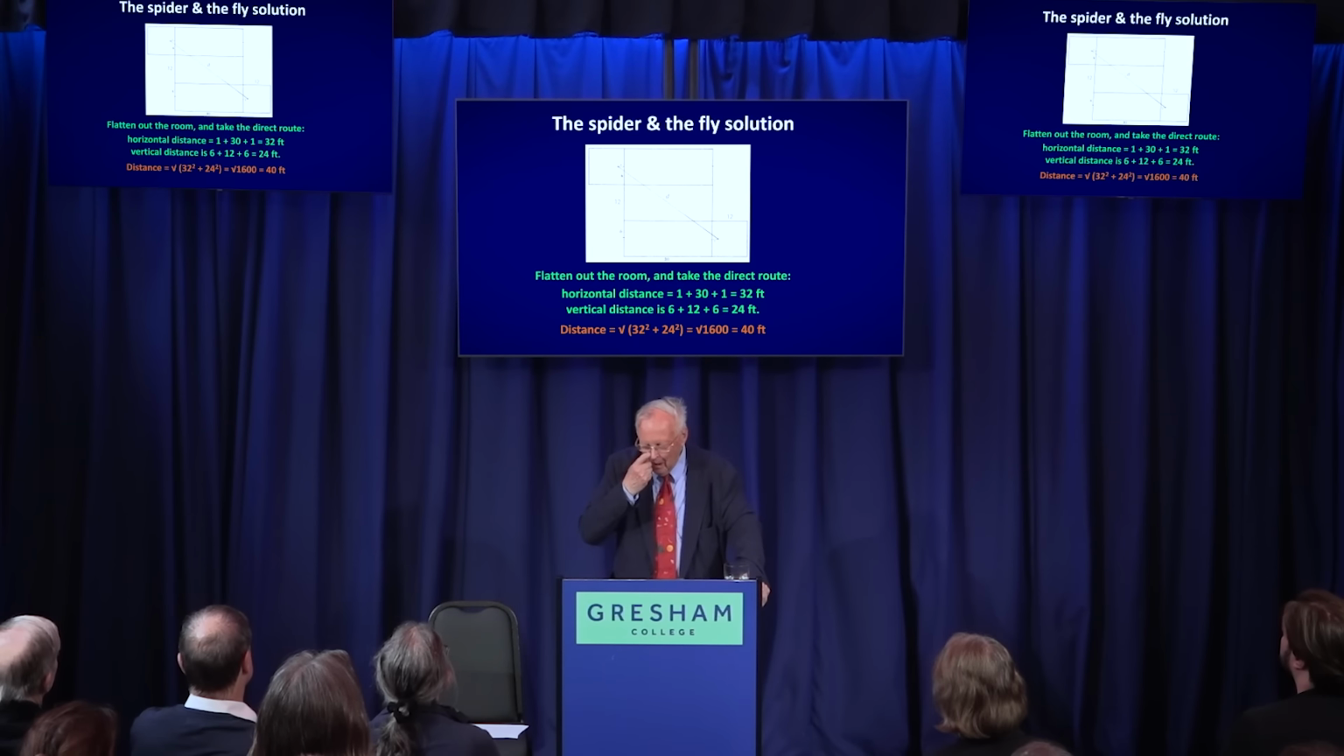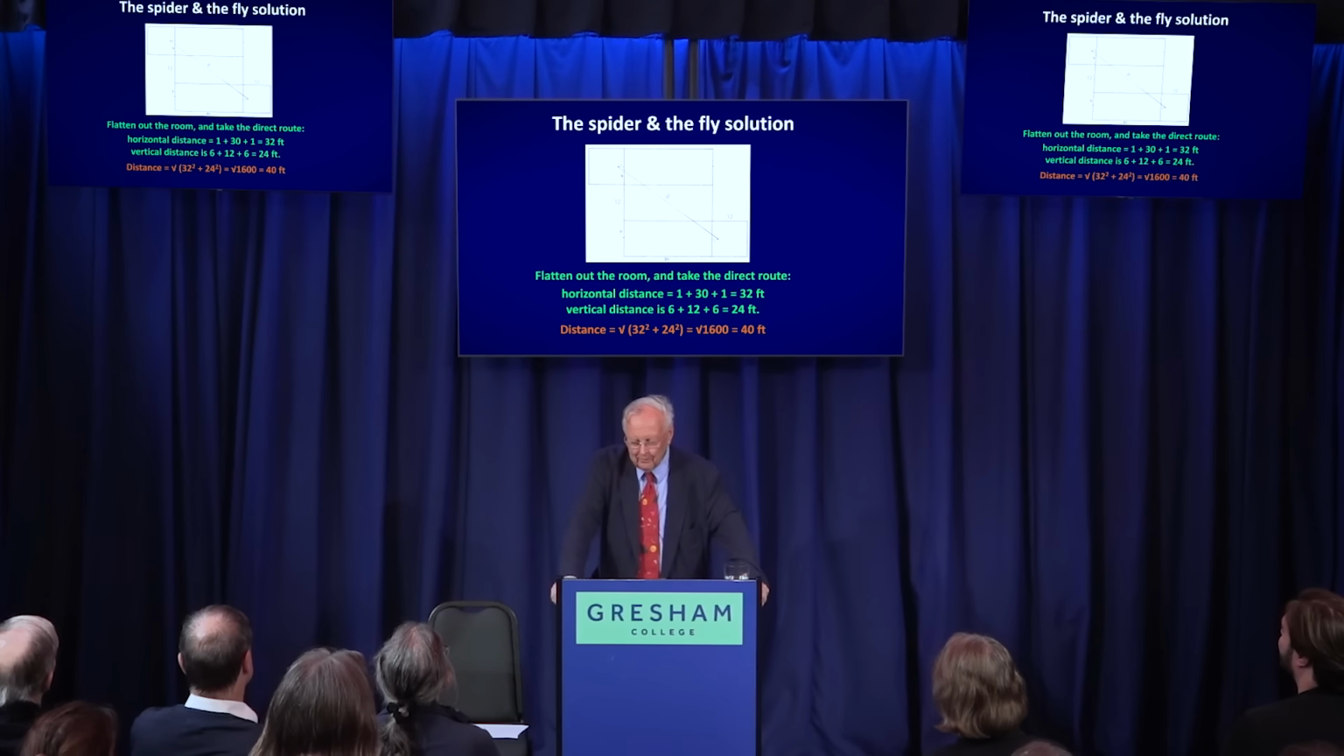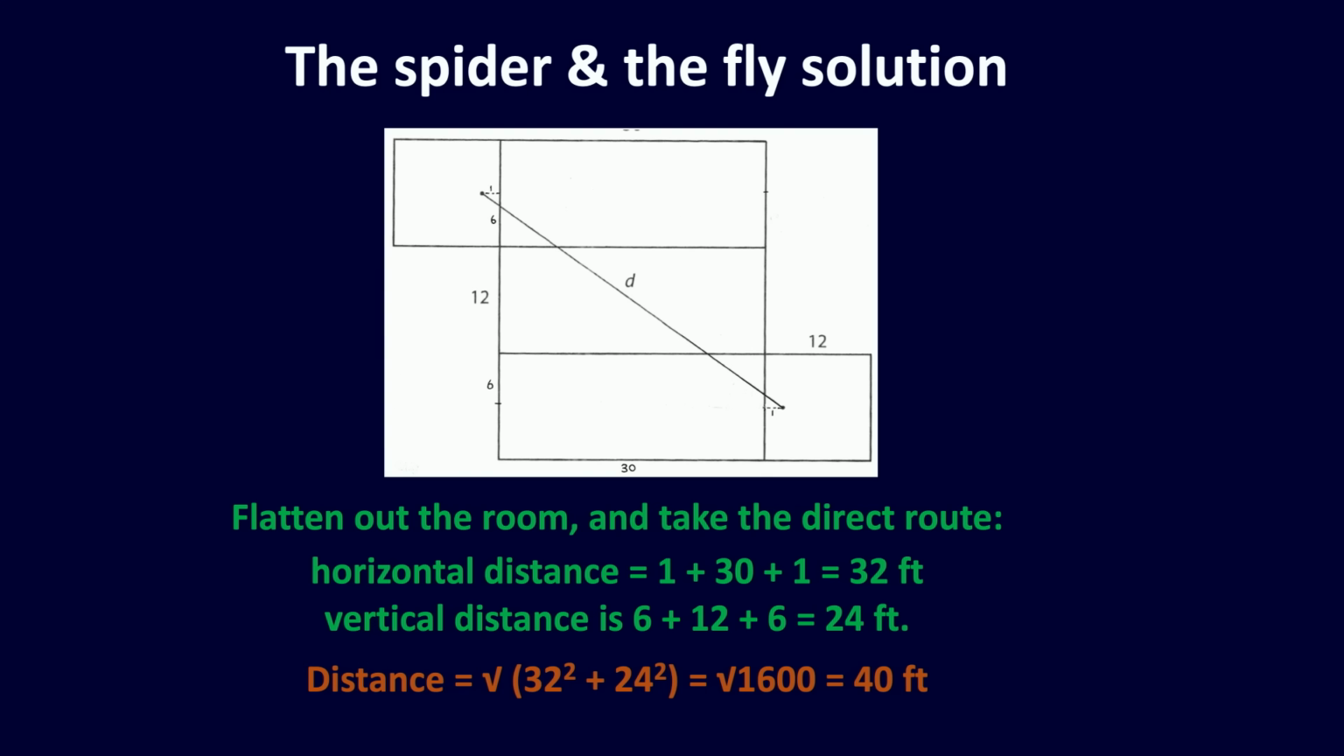Yes, we can, by flattening the room, with the spider taking the direct route shown. This involves total horizontal and vertical distances, horizontal 32 feet, vertical 24 feet, giving, by the Pythagorean theorem, a distance d that is the square root of 32 squared plus 24 squared. And that works out at 40 feet, which is the correct answer.